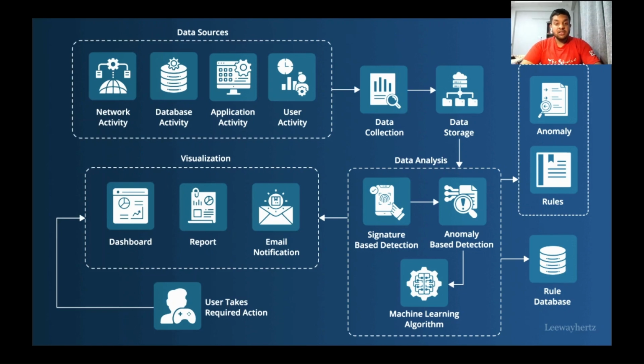Now sixth comes anomaly and rules output. Based on the detection, basically alerts are categorized as either rule based or unknown.